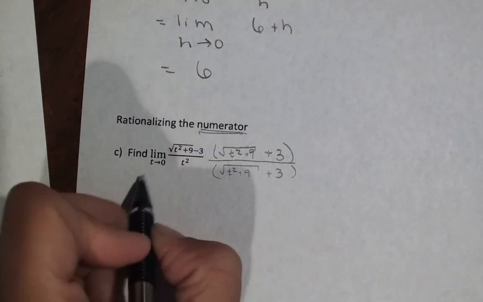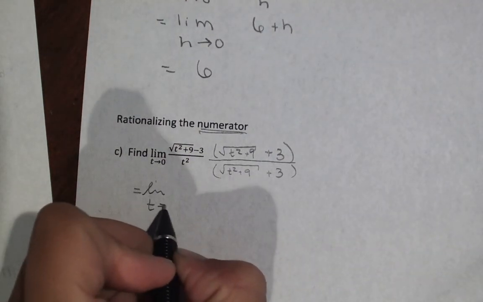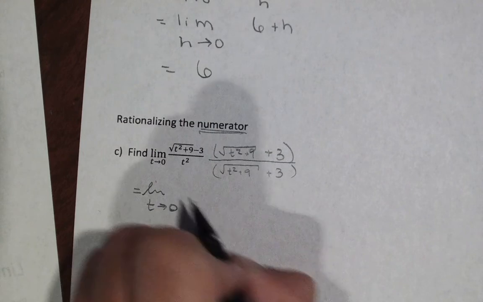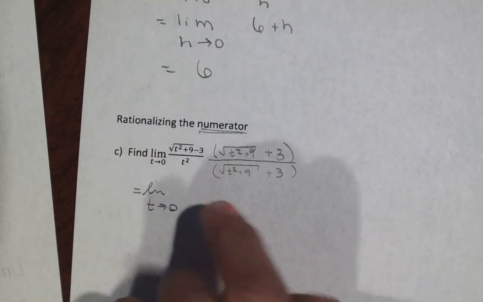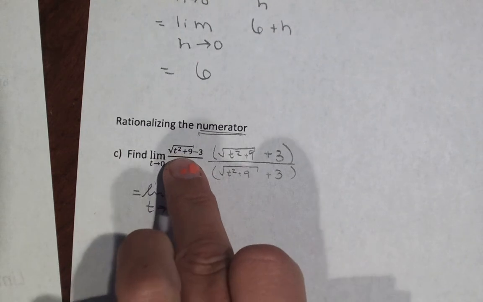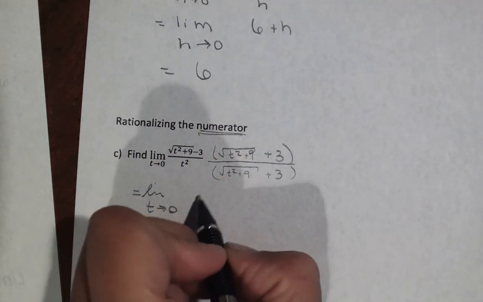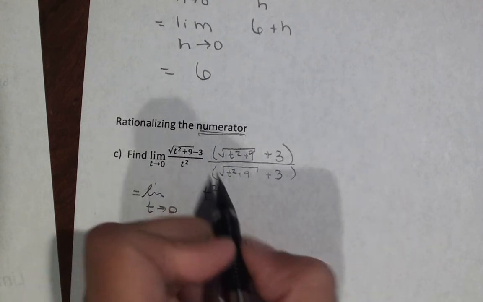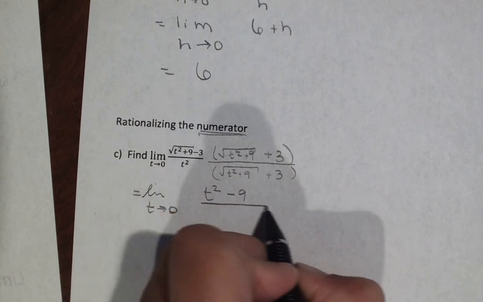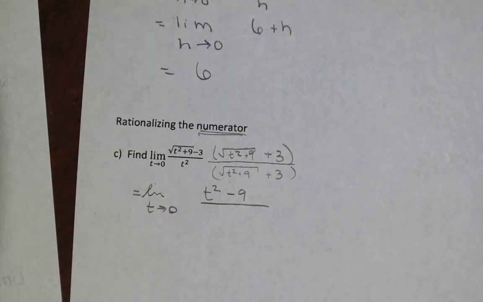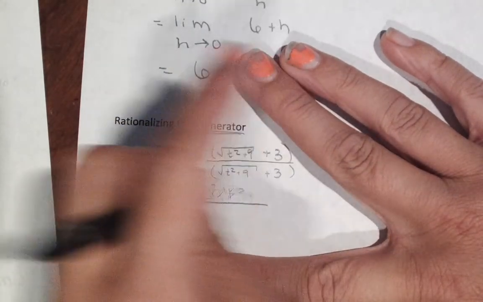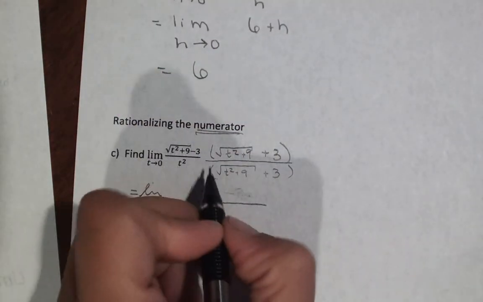Okay, so that's going to give me the limit as t approaches 0 of my top. Let's get this times this will give me t squared. Notice my middle terms cancel out. So t squared minus 9, sorry, I missed a piece here. This times this is going to be t squared plus 9.